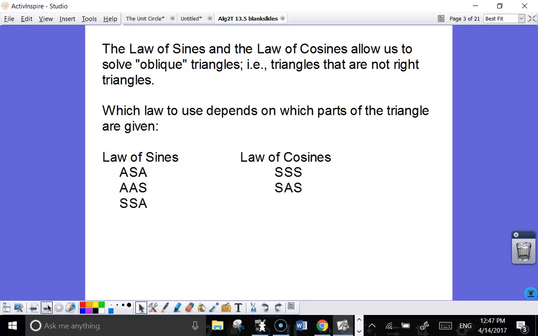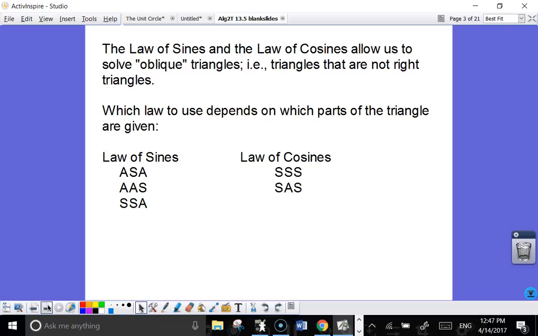Right? We've got all of our ways to solve right triangles. Now we need some ways, what if it's not a right triangle? And that's what the law of sines and cosines does for us. Now, under some conditions, it depends on which parts of the triangle you've been given, right? Which sides and angles do you know?